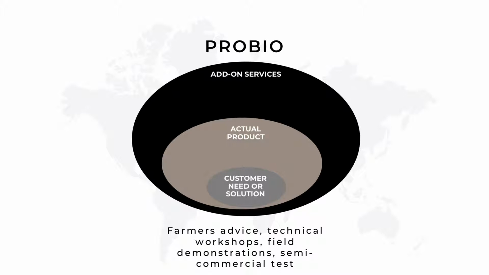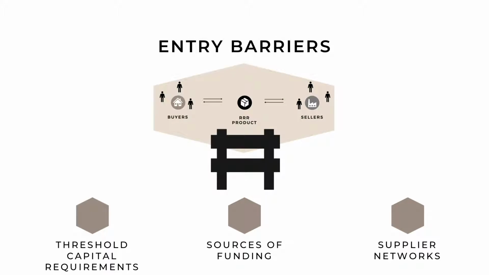Last but not least, you should analyze the conditions to enter the market. Are there entry barriers in the market, like threshold capital requirements, sources of funding, or supplier networks that are difficult to access? Is it necessary for your business to invest large amounts into infrastructure before starting your commercial production? Is it necessary to have a stronger partner network with public authorities, suppliers, academia, etc. to enter the market? Is it difficult to get access to land and capital as a new market entrant?